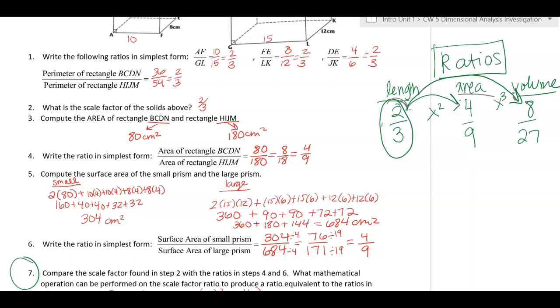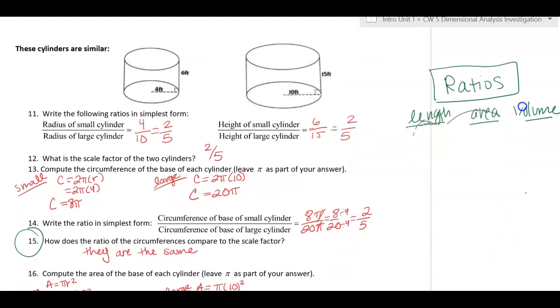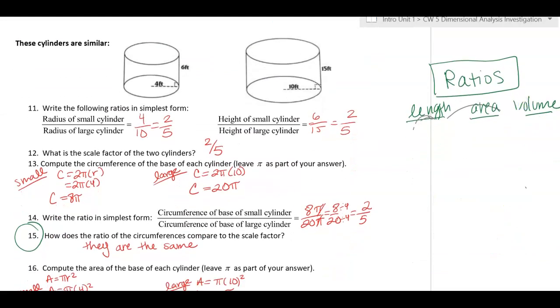So when we look at the cylinders, you did the same thing again, this time with cylinders. You looked at comparisons of the radius, comparisons of the height. You even looked at circumference, but circumference, just like perimeter, you can measure with a single tape measure, so it's not an area or a volume, it is just a length. So all of those different measurements reduced to 2/5. So the scale factor here, anytime we compare any lengths, we just get a ratio of 2/5.